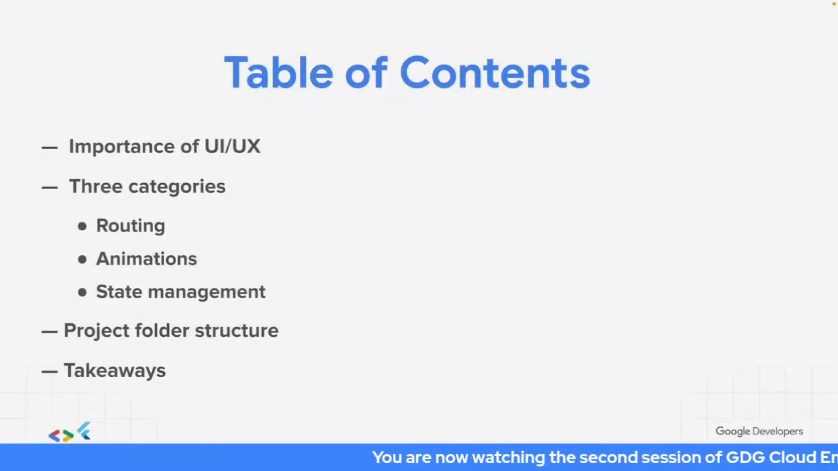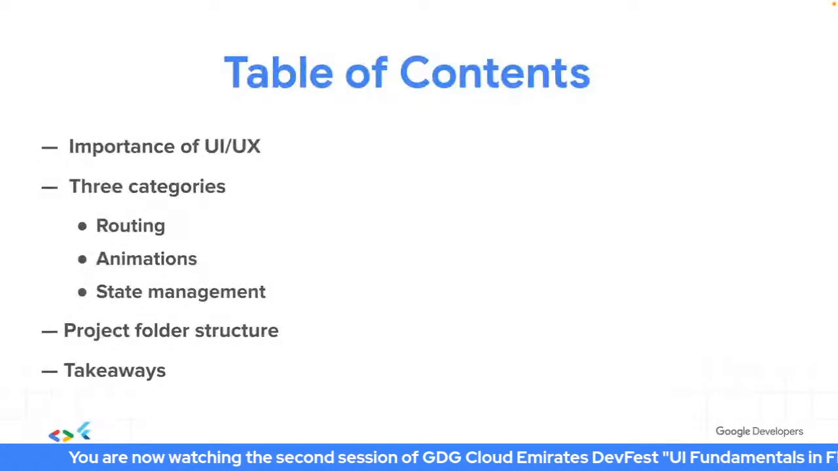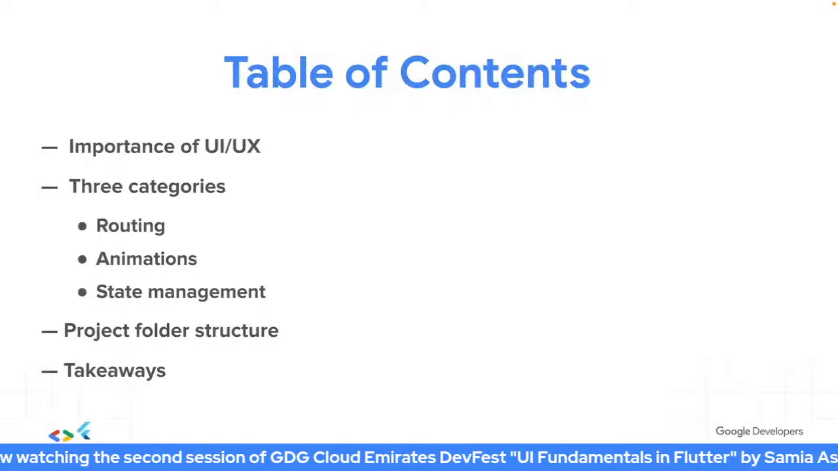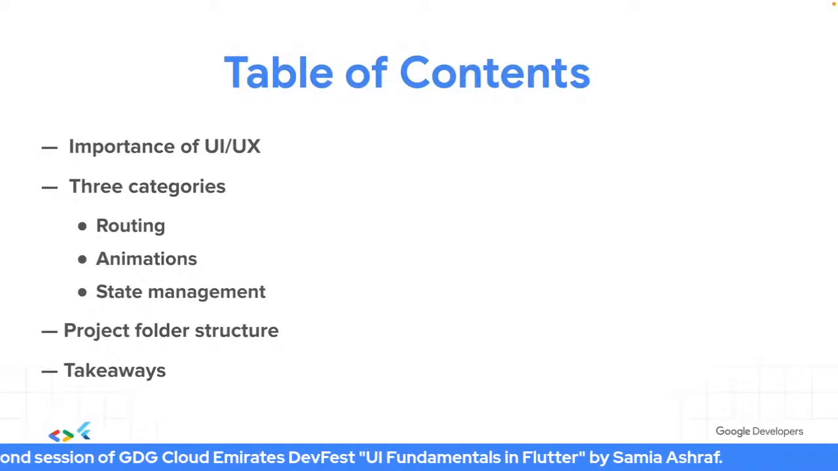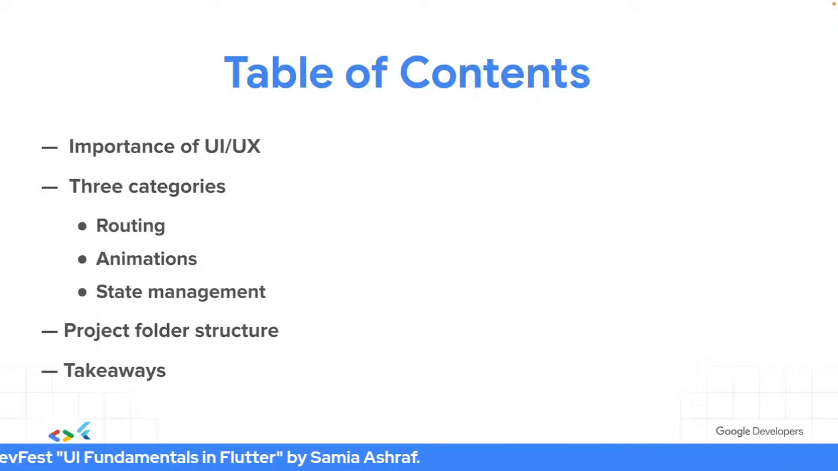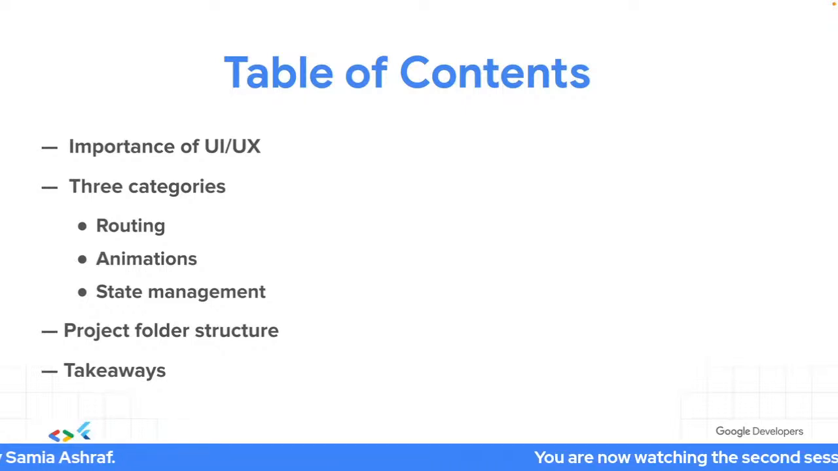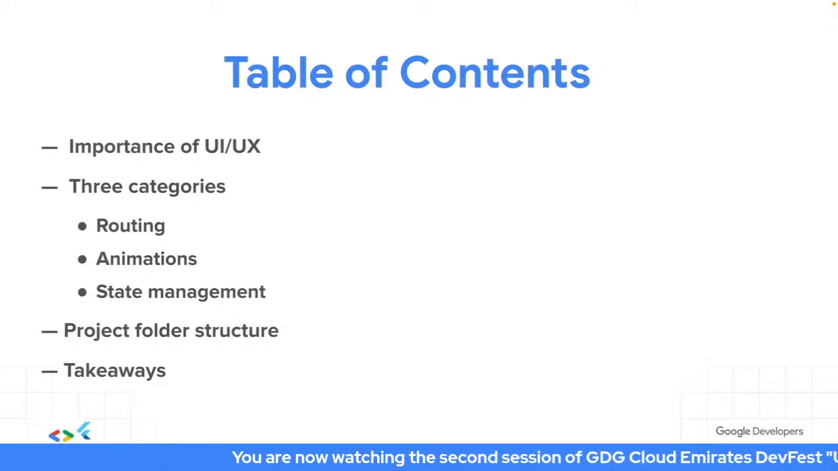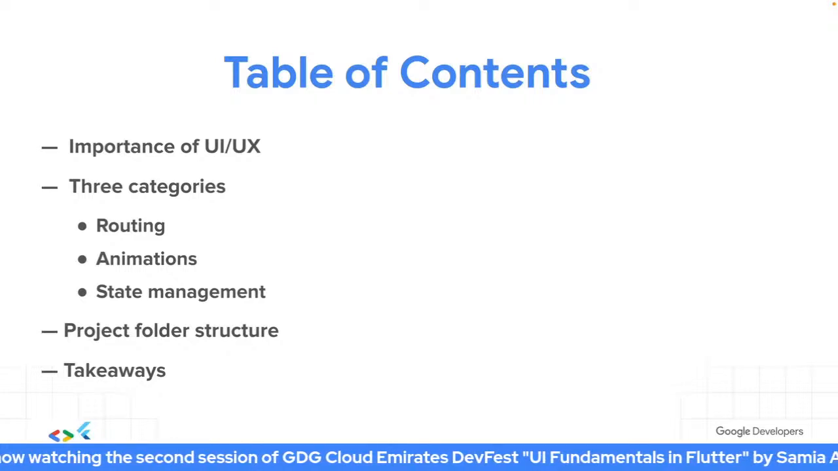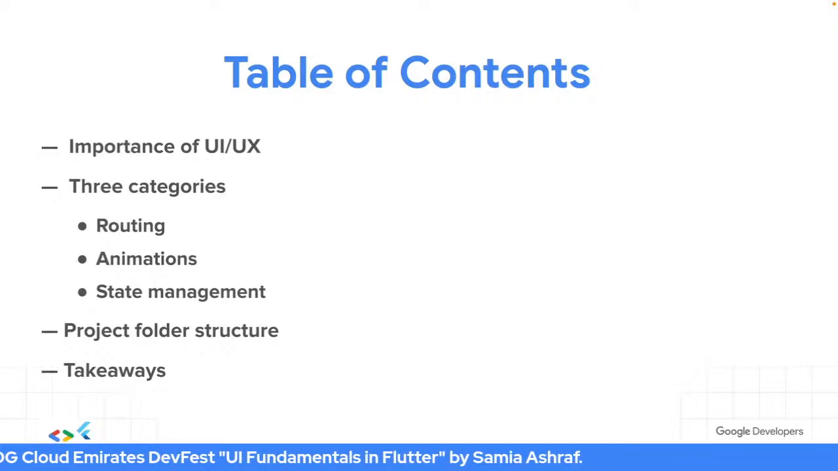So the agenda for today is very simple. We'll start with the importance of UI and UX. And after that, we will discuss three categories, which are routing, animation, and state management. These three categories build up the UI and UX, and we'll see what role they play. Then I'll share with you some examples of project folder structure. And finally, we will wind up with some key points.